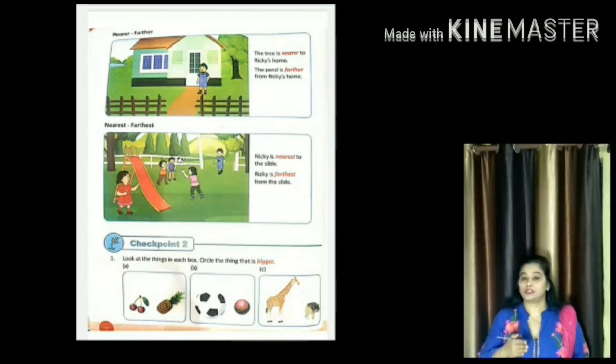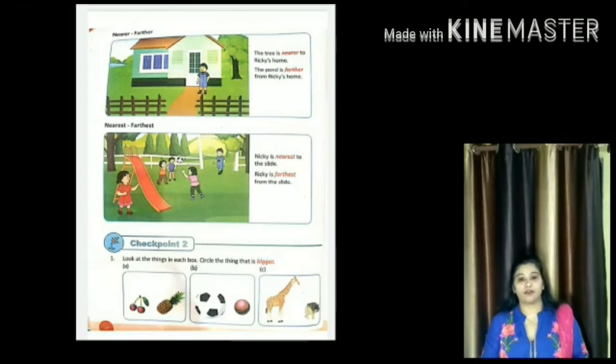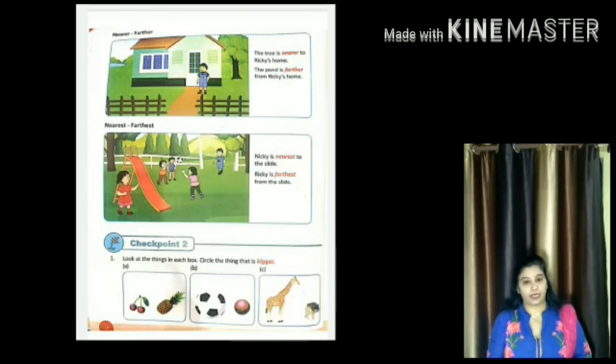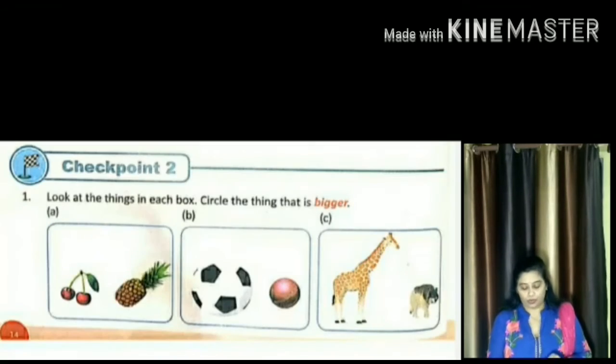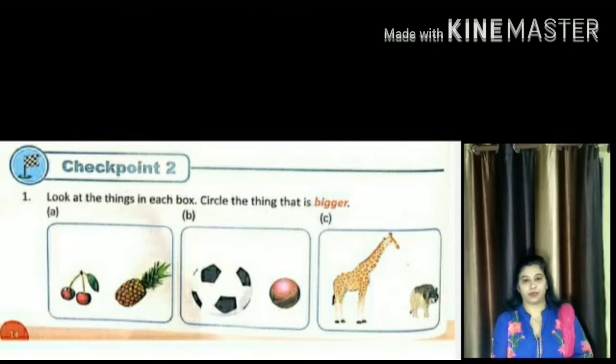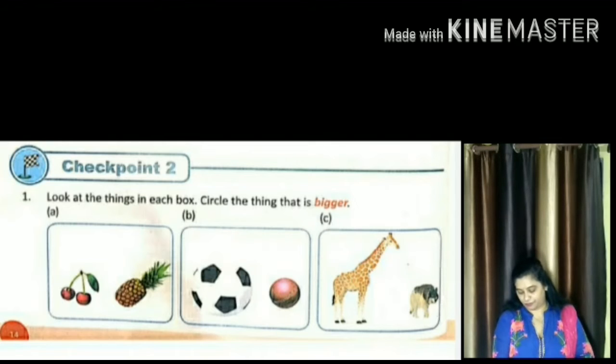Now children, you will solve these exercises yourself. Which one is in your LR? I am giving the pages to you. Page number 14. Look at the things in each box. Circle the thing that is bigger. First picture, cherry and pineapple. Which one is bigger? Circle it. Next picture, a football and a ball. Circle it. Next picture, giraffe and the wolf. You will circle the bigger one.